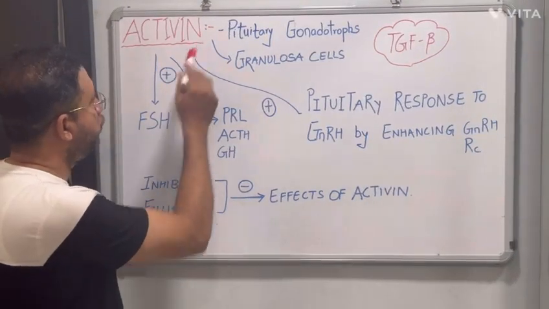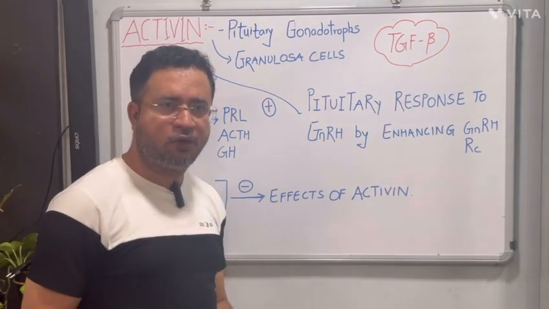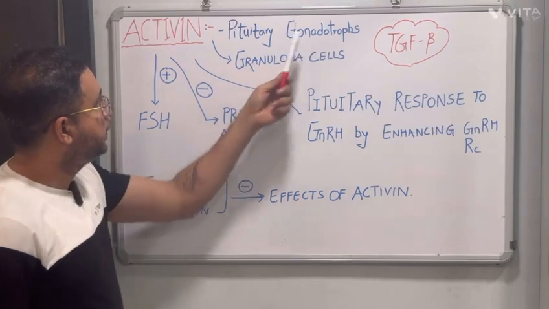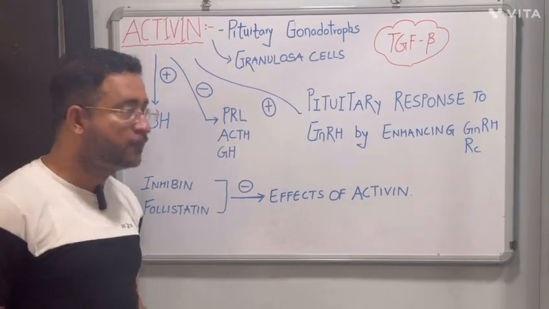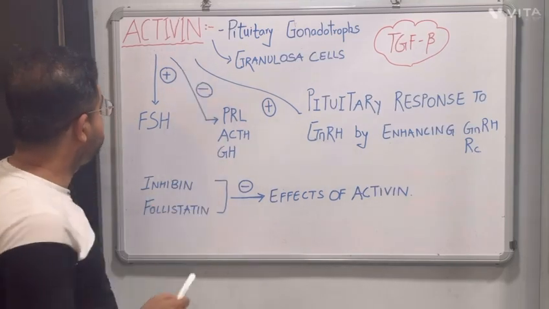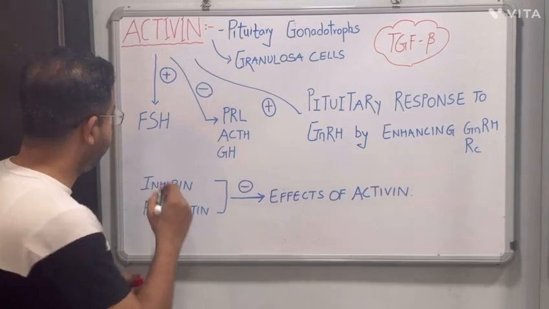Our second molecule is activin. It is also a member of the transforming growth factor beta superfamily. It is predominantly secreted by the pituitary gonadotropes as well as the granulosa cells. As the name suggests, it promotes the secretion of FSH.